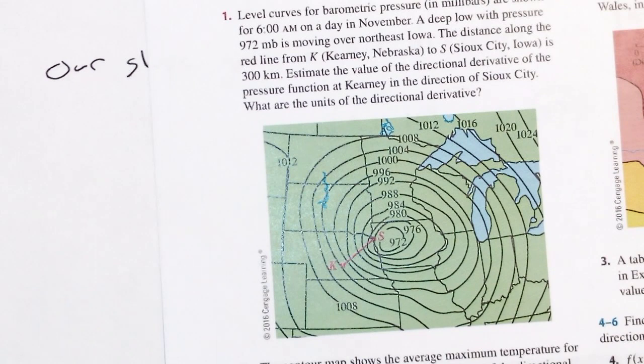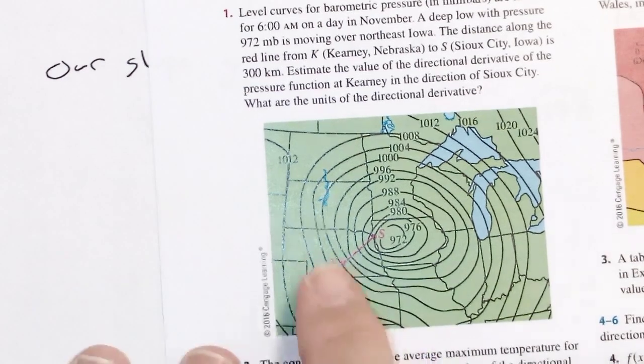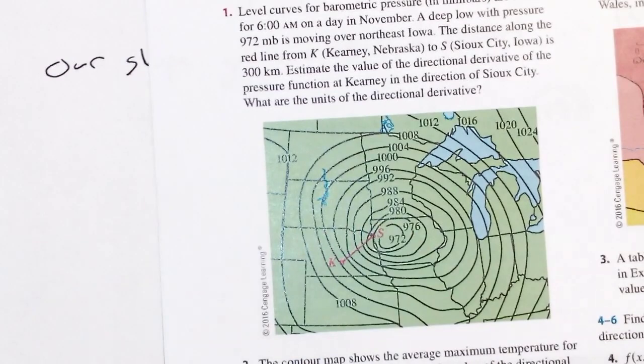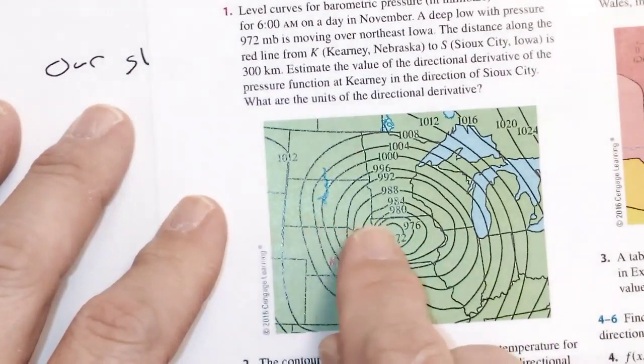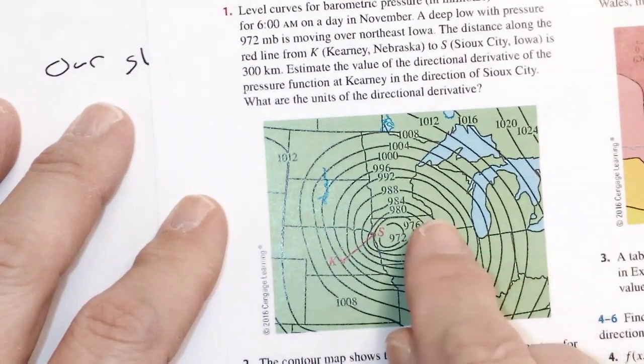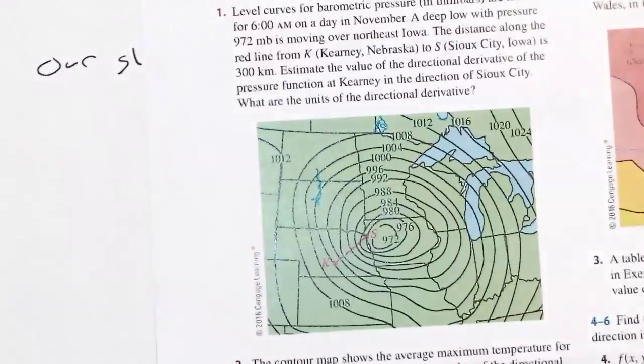Wind blows from high pressure to low pressure, right? High pressure is pushing away, low pressure is where the air's going in. So what path does the wind take? The wind takes a path determined by the gradient at any given point, and those gradient vectors must be perpendicular to those curves. The wind goes this way, in towards the area of low pressure.